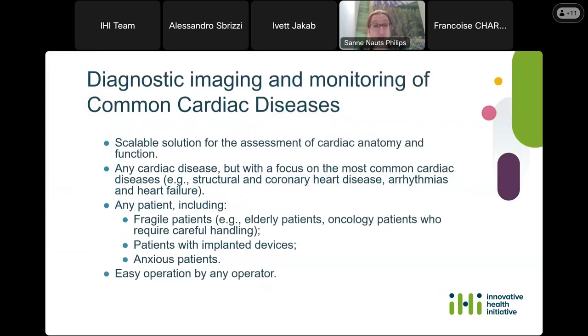So in a nutshell, we propose to create a very scalable solution for the assessment of cardiac anatomy and function that can be used for any cardiac disease, but with a specific focus on the most common cardiac diseases, that can be used for any patient with very easy operation by any operator. So why do we need this? Next slide, please.